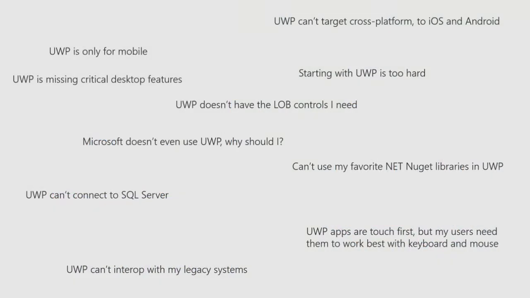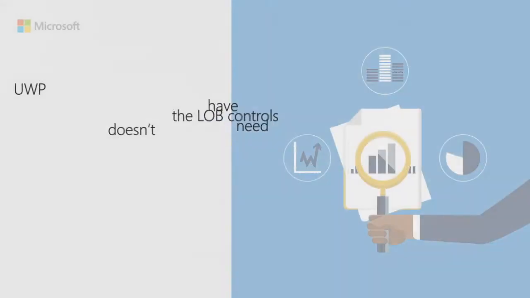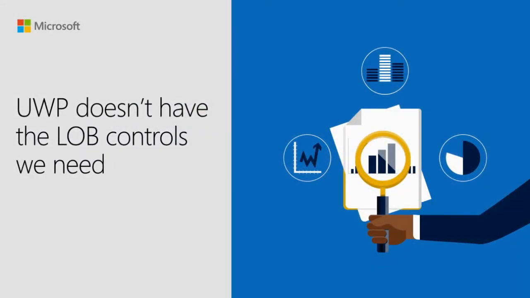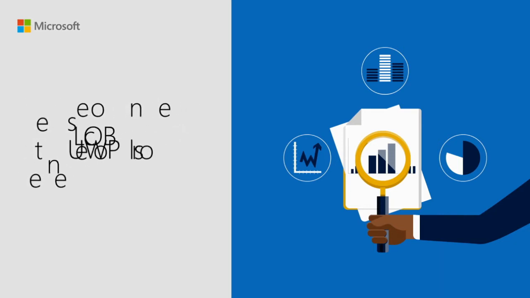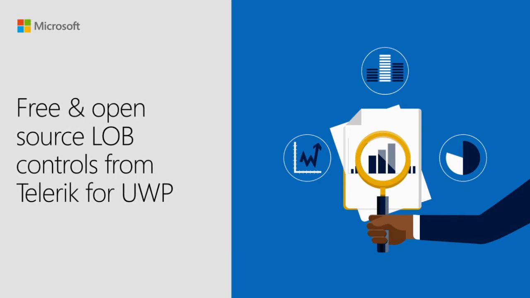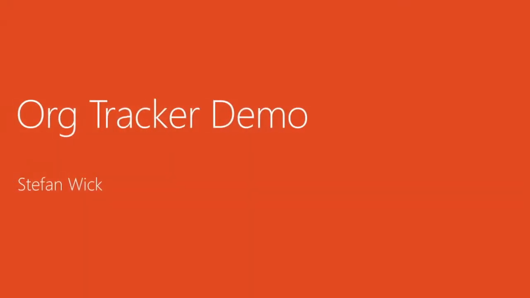So, next one, and I think it's time for a demo here, actually. UWP doesn't have the LOB controls we need. Earlier this year, I think in February, at our Developer Days event, we announced that we now have available free and open source LOB controls from Telerik for UWP. And so I want to go ahead and demo those.